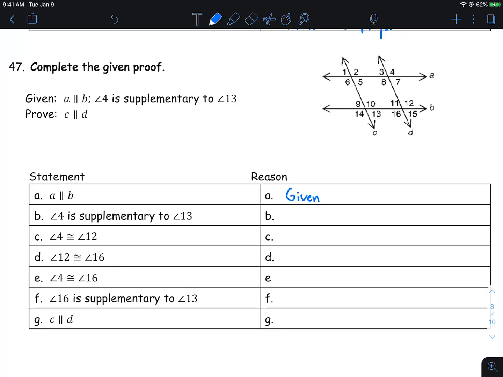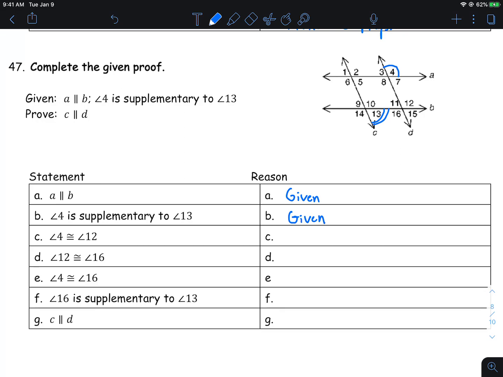And then they're also saying 4 is supplementary to 13. Let me mark those. They're not necessarily congruent, so I'm going to mark them differently, maybe do a double hoop right there. So 4 is supplementary to 13 right there. That was also given. Sometimes we'll give you two things. Feel free to write them both.